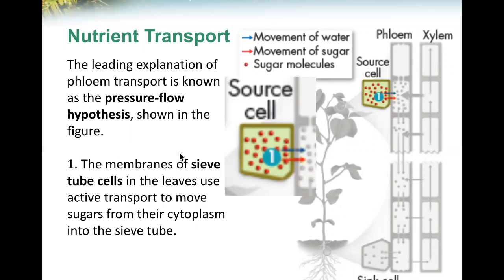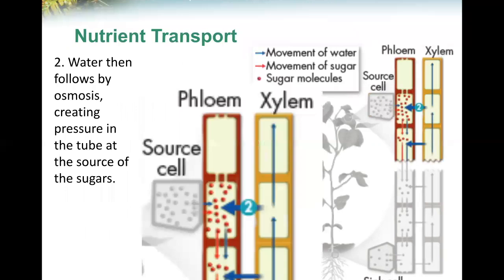Number one, the membrane of sieve tube cells in the leaves uses active transport to move sugars from the cytoplasm, the source cell, into the sieve tube. Water then follows by osmosis, creating pressure in the tube at the source of the sugar. So by osmosis, the water will also follow.